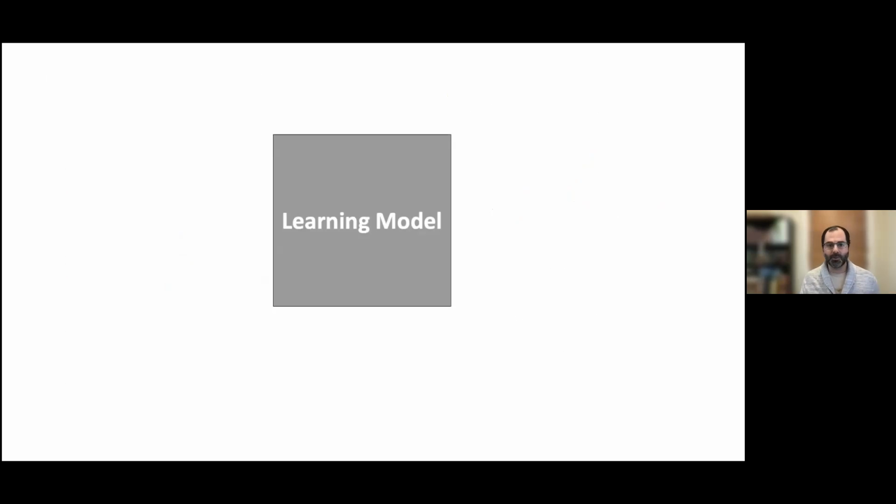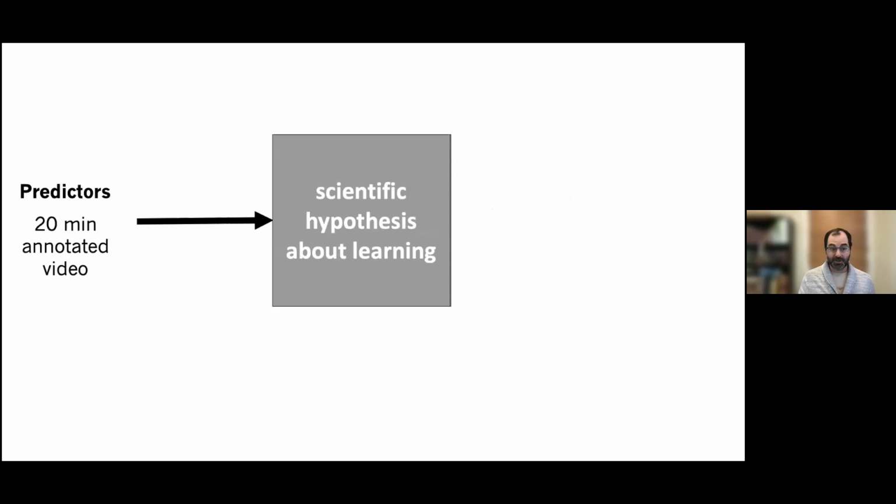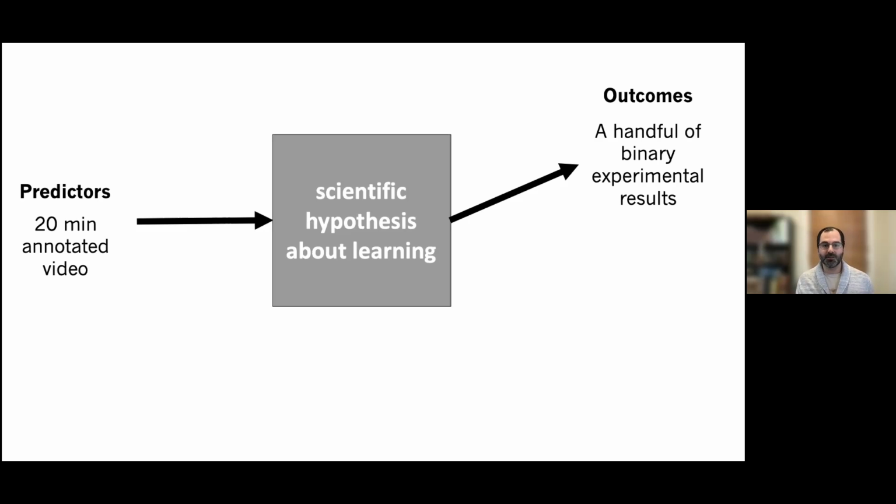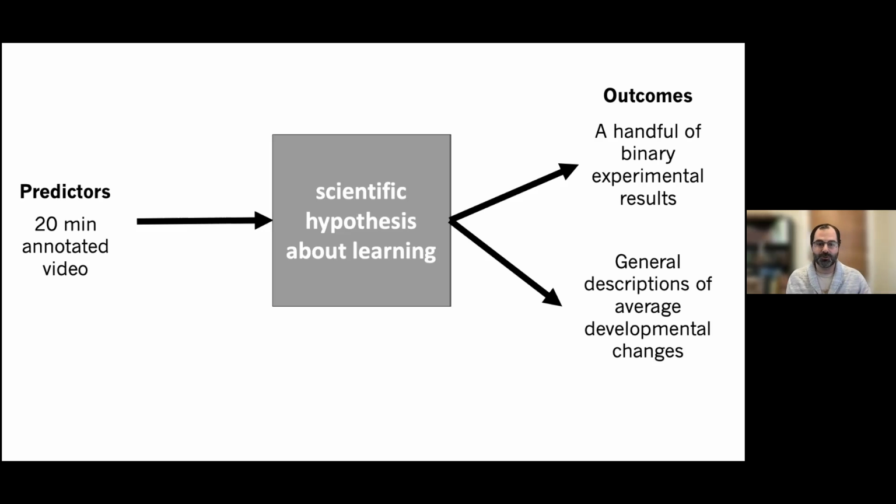Just to be explicit about what this looks like, we have a learning model, which is some kind of computational artifact that can take in input data and then make predictions about some outcomes. This instantiates some scientific hypothesis about learning that folks are interested in. So we get a bunch of predictors. In the case of the 2008 paper that I mentioned, one of the papers from my dissertation, this was 20 minutes worth of annotated videos of kids playing with their parents. I used the outcomes of the learning model to try to predict a handful of binary experimental results, like children do a particular behavior, p less than 0.05, or to reproduce general descriptions of average developmental changes that have been measured with small populations of children in convenience samples.